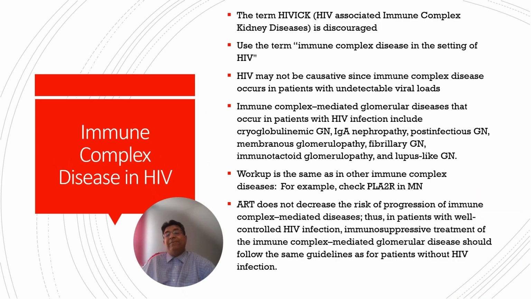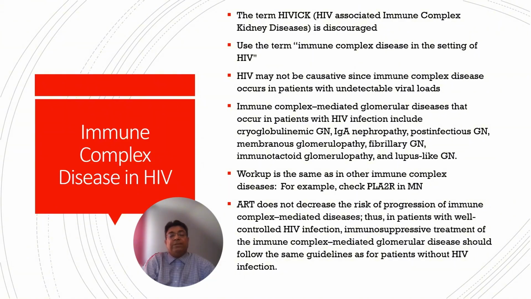HIVICK, or HIV-associated immune complex kidney disease, was a term that was used frequently in the recent past, was quite popular actually, but that term is discouraged because immune complex disease occurs in patients with undetectable viral loads. So it may not necessarily be HIV associated. There may be other reasons for having immune complex kidney disease in HIV patients. So use the term immune complex disease in the setting of HIV.